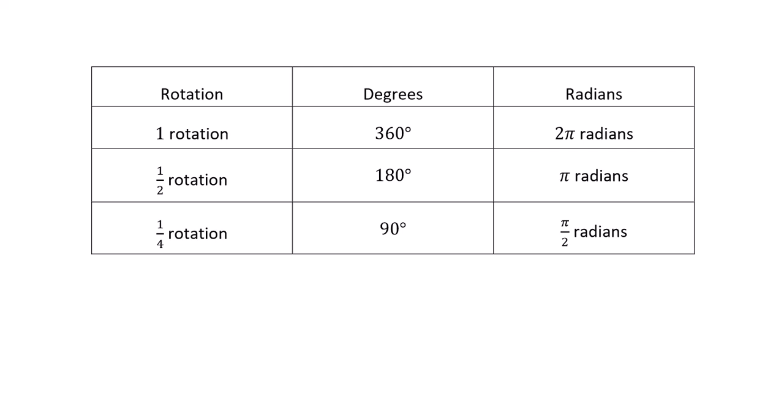It's important when we're talking about degree measurement that we use this degree label or write out the word degrees after the number measurement. For radians, we can either state radians or state nothing at all. If there's no unit stated, it is assumed that the measure is in radians.